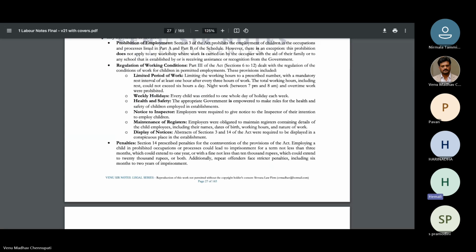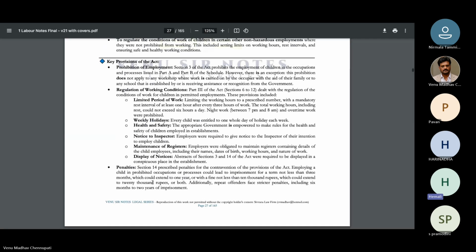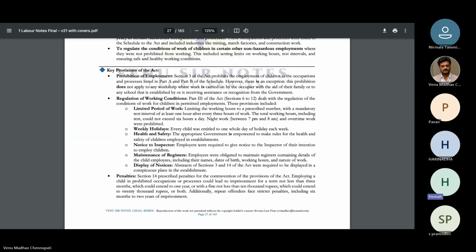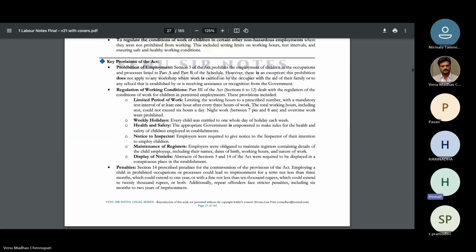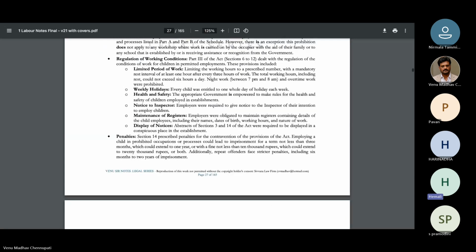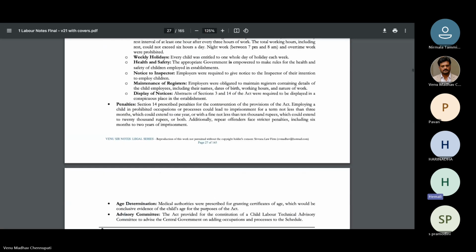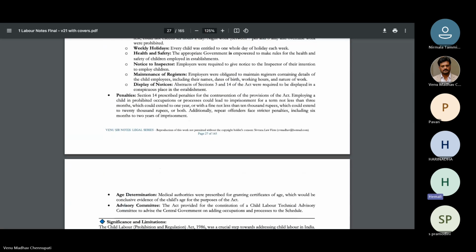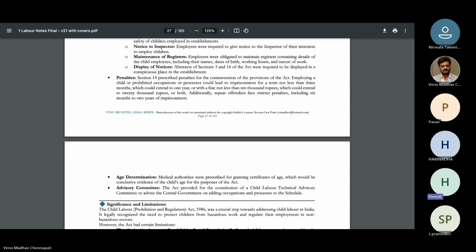Okay, prohibition of employment. 14 ఏంటి? ఇది 14. Penalties. Section 14 prescribes penalties for the contravention of the provisions of the Act. Employing a child in prohibited occupations or processes could lead to imprisonment for a term not less than 3 months, which could extend to 1 year, or with a fine not less than 10,000 rupees, which could extend to 20,000 rupees, or both. Additionally, repeat offenders face stricter penalties, including 6 months to 2 years of imprisonment. అసలు ఇంత గుర్తుంటుందా? Section 14 we can remember.